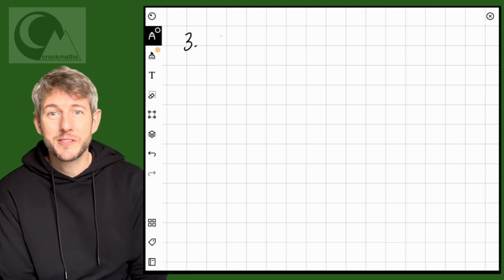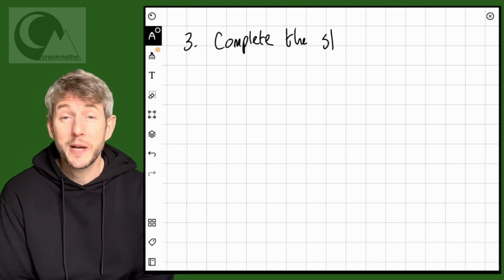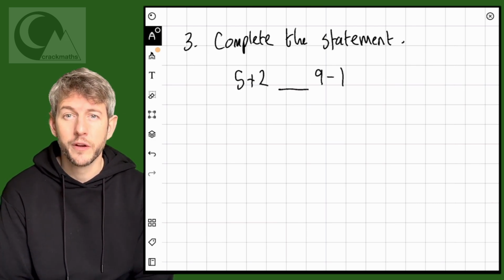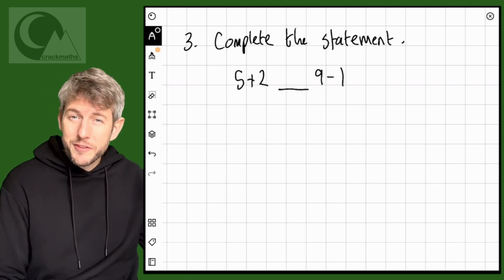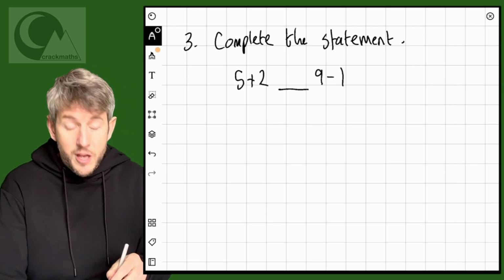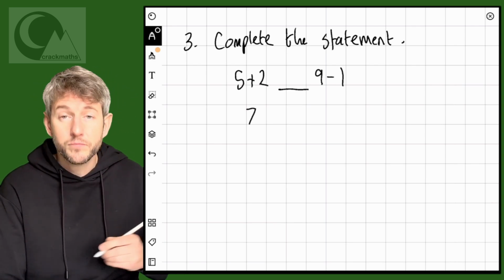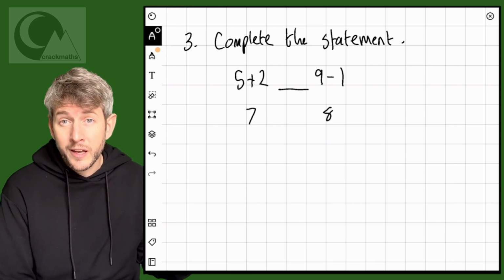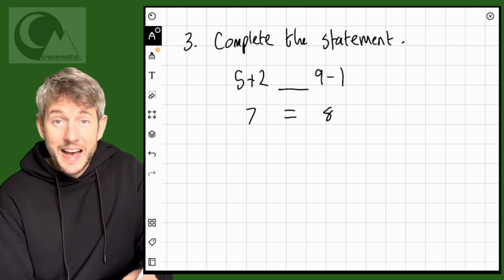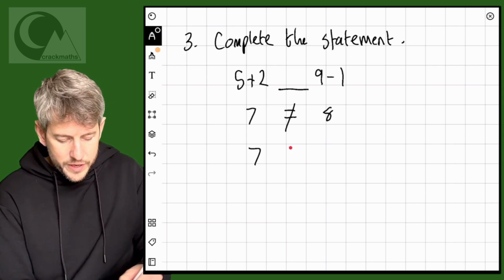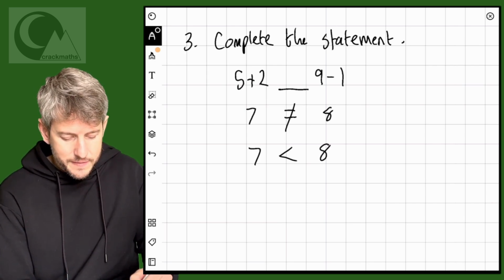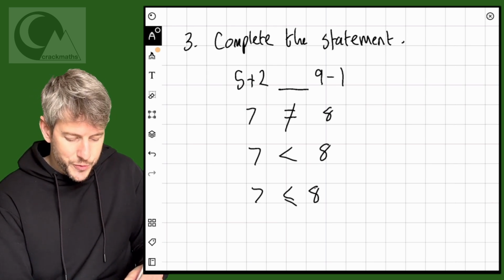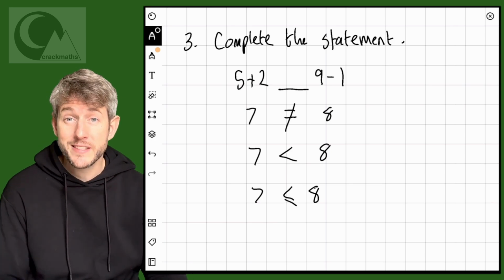Let's have a look at question 3. This question says, complete the statement, 5 plus 2, blank, 9 minus 1. What we do here is think about what each of these sides mean. 5 plus 2 I know is 7, and 9 minus 1 is 8. Again, there's a collection of things that we could put in here. We could have not equals, we could have 7 is less than 8, and we could also have 7 is less than or equal to 8.